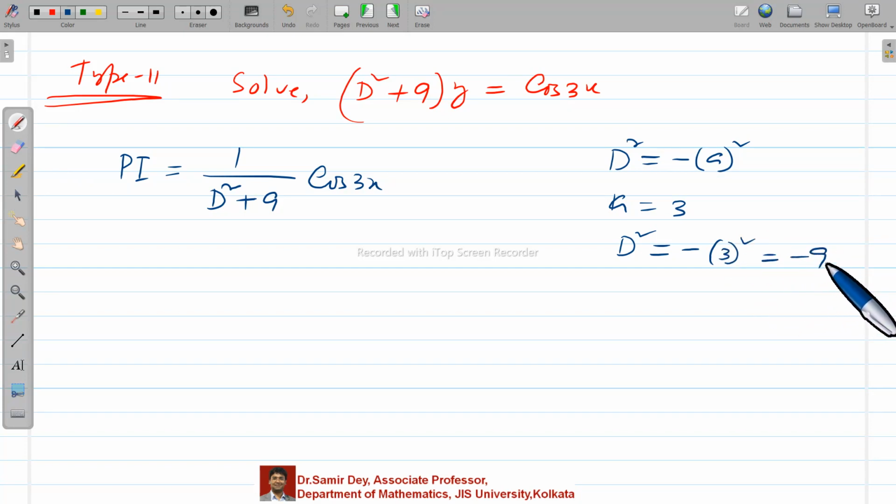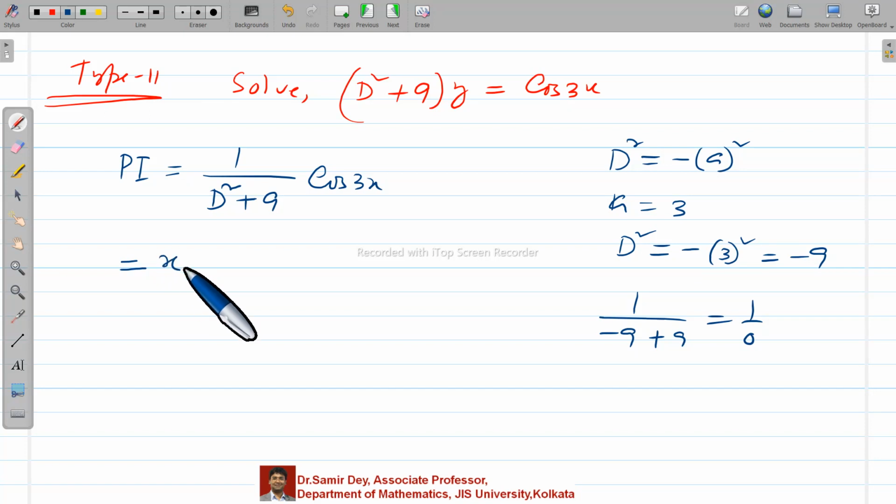Ultimately minus 9. Now again you roughly calculate. So it is coming minus 9 plus 9, which is 0 in the denominator. If your denominator is coming 0, then you have to adapt this process. So first you have to write down this process applicable only when your denominator is coming 0.